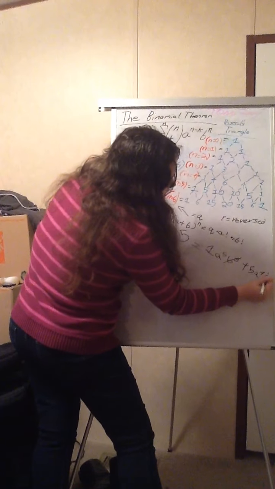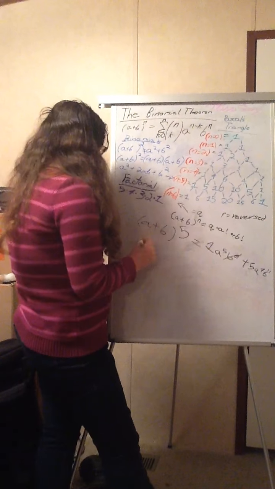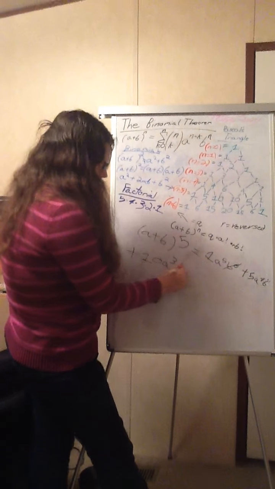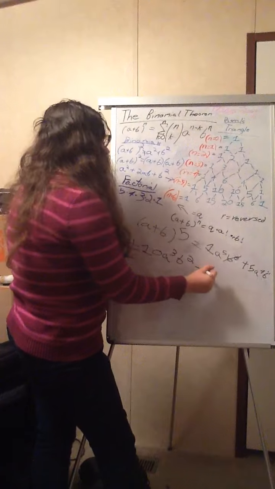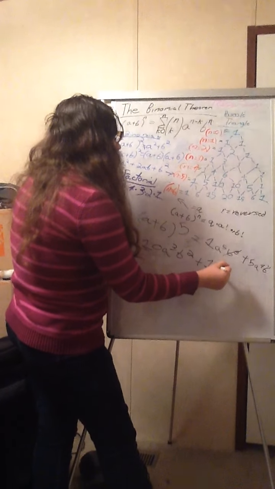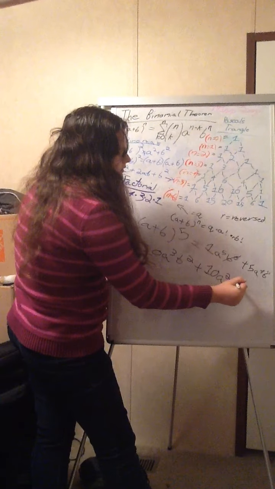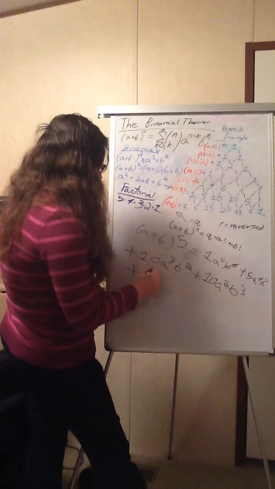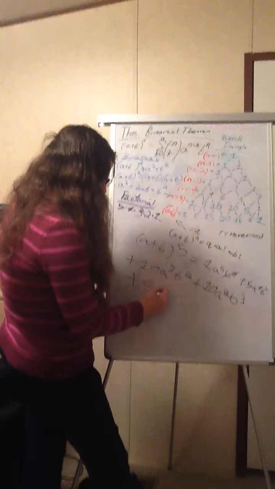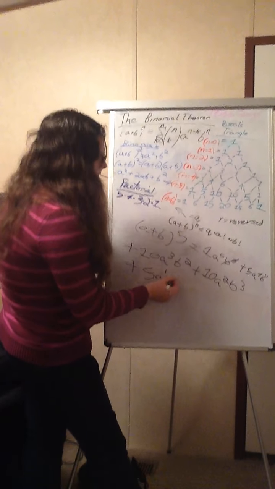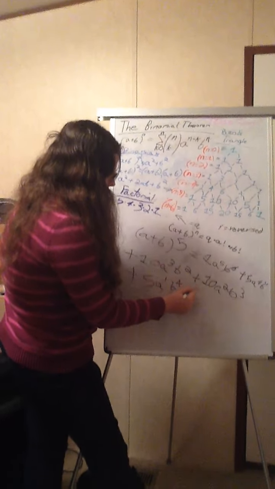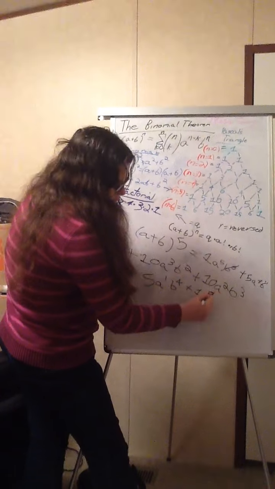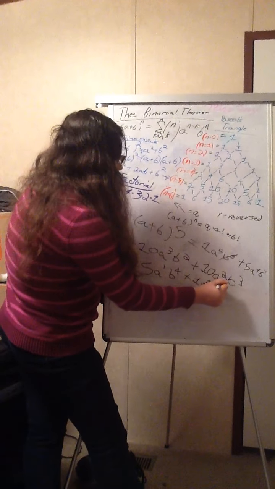a to the fourth, b to the first, or just b, plus 10, a to the third, b squared, plus 10, a to the second, or squared, and b to the third, plus 5, a to the first, or just a, b to the fourth, plus 1, a to the 0, or just no a at all, b to the fifth.